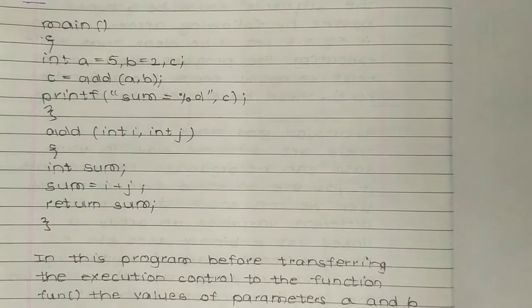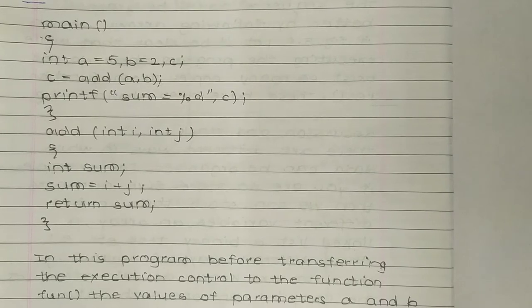This is a program of stack operation. Main is a compulsory function in every program. int a is equal to 5, so a is an integer and its value is 5. Now b is equal to 2. b is an integer, its value is 2.